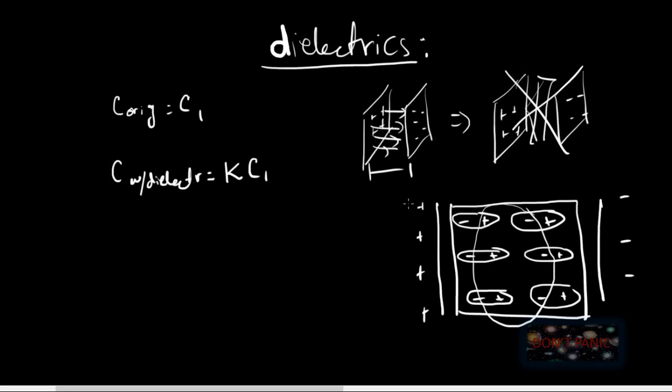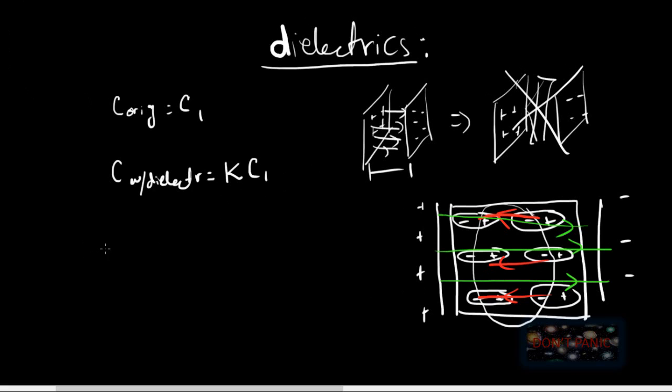But the ones on the edges are going to create their own electric field that points in this direction. This electric field is going to be opposite to the direction of the electric field that was being created by the plates of the capacitor. So essentially what happens is that your electric field decreases with the dielectric in.